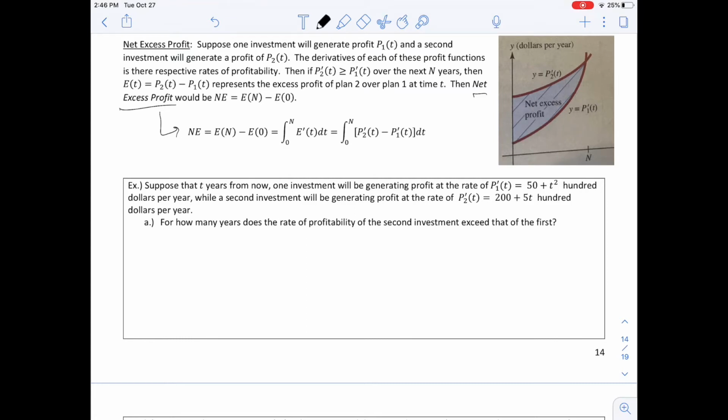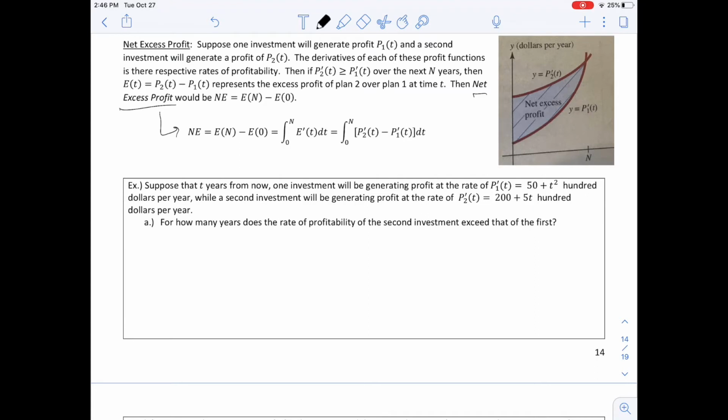So the first example says, suppose that t years from now, one investment will generate profit at a rate of P1 prime of t equals 50 plus t squared, in $100 per year, while a second investment will generate profit at the rate of P2 prime of t equals 200 plus 5t, in $100 per year. For how many years does the rate of profitability of the second investment exceed that of the first?